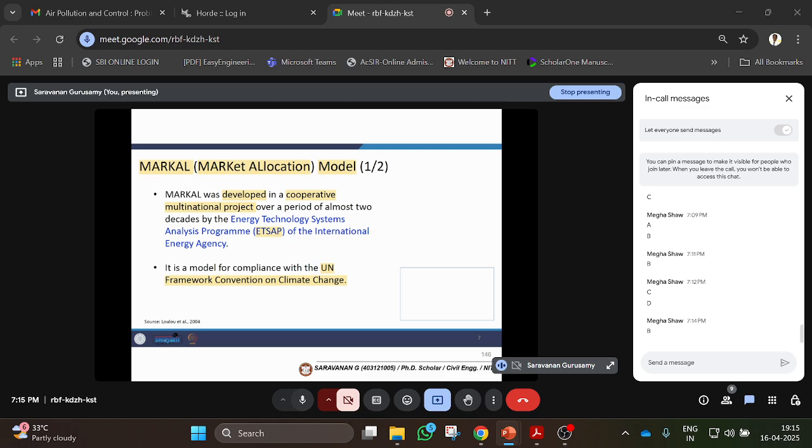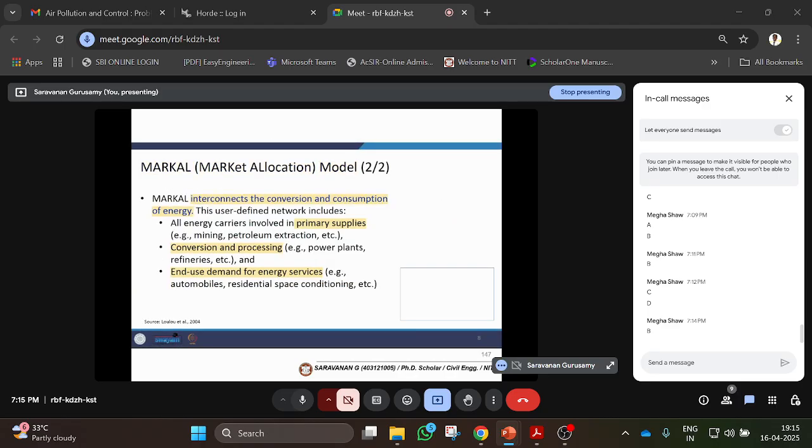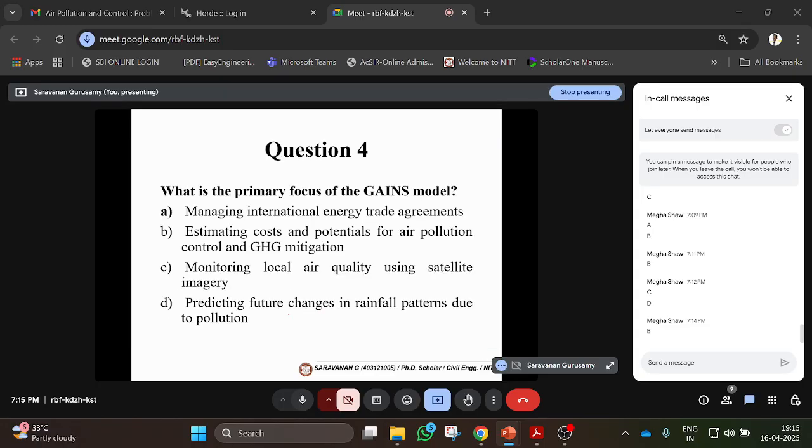You can see it was developed in a cooperative multinational project for compliance with the UN Framework Convention on Climate Change. Yeah, that's why I thought it should need to find the economic growth. It's related to air pollution, right? Yeah, to model energy system and compliance with the climate change agreements. That's why MARKAL model was developed. Please be conscious, don't make this type of mistakes. Yeah, and it interconnects the conversion and consumption of energy, like primary supplies, conversion process, end use demand of the energy services. Based on that, it will relate to the climate action networks.